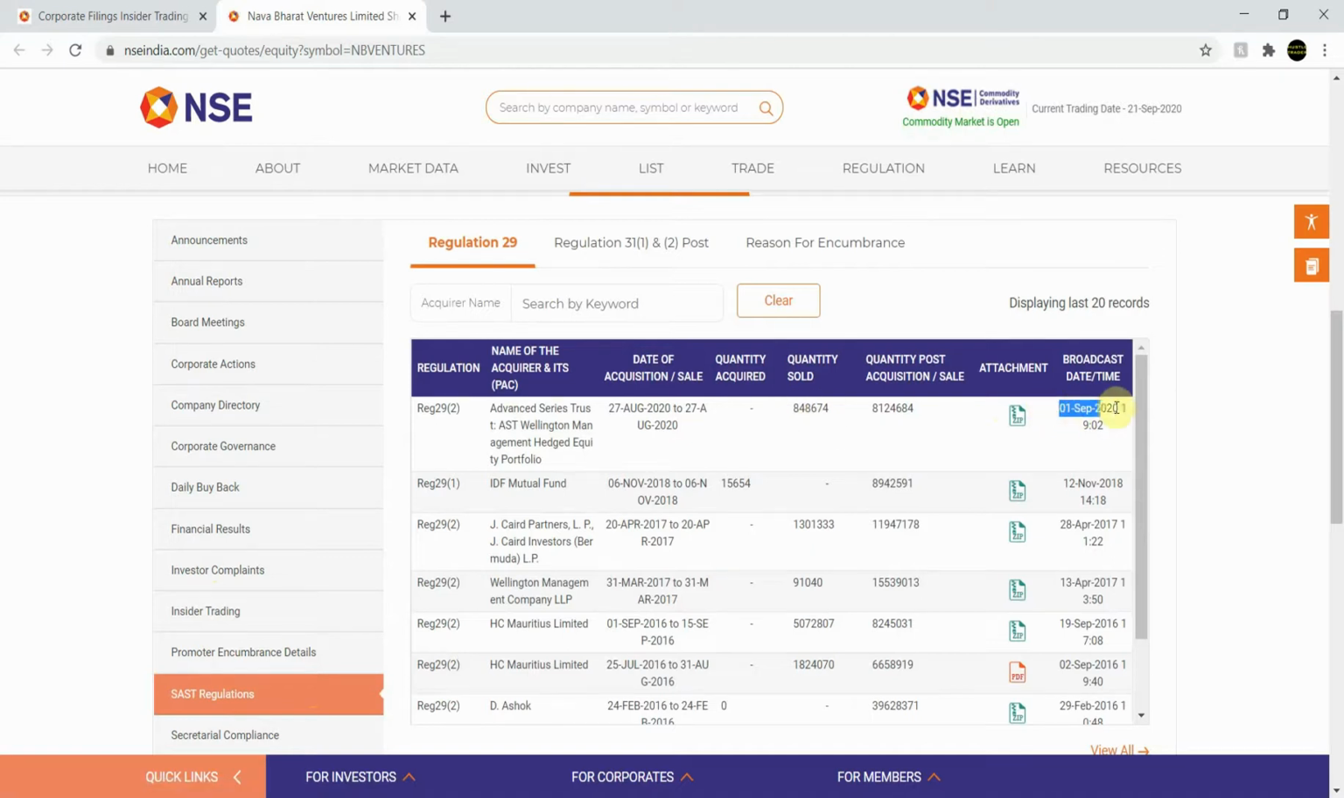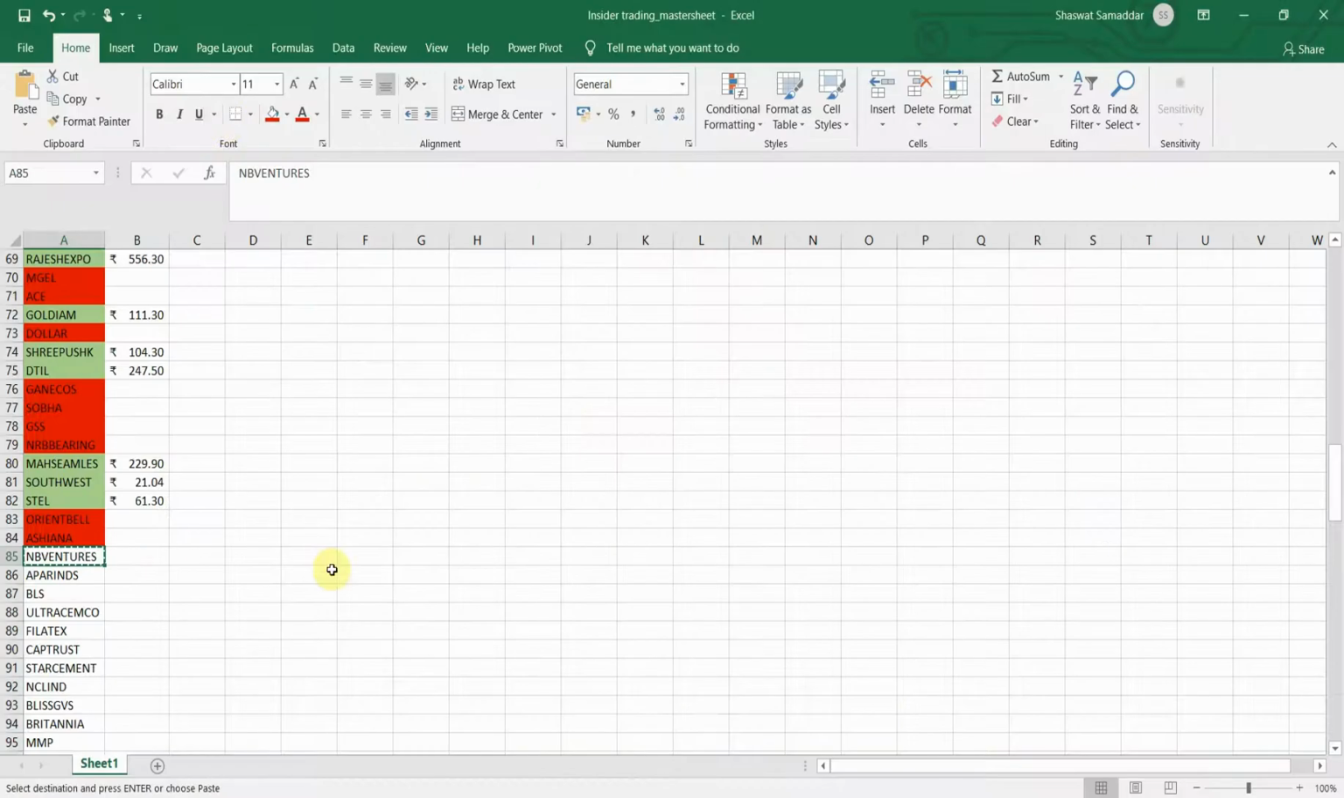Okay, so as you can see, on 1st of September 2020, there has been a selling reported of this much quantity by Advanced Series Trust. So again, it's an institutional investor, I suppose. So it doesn't matter who has sold, since we can see that some quantity has been sold. So we will just color code it as red once again.